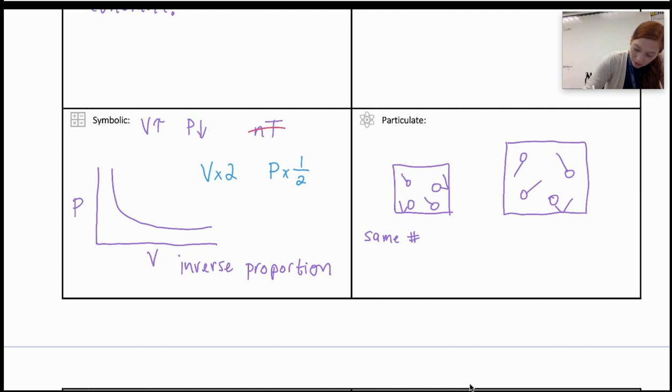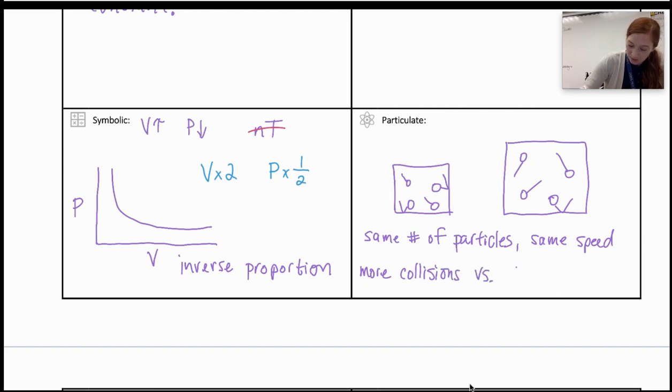Okay, so same number of particles. Same speed. More collisions versus fewer collisions. Okay, awesome. That's our first relationship.